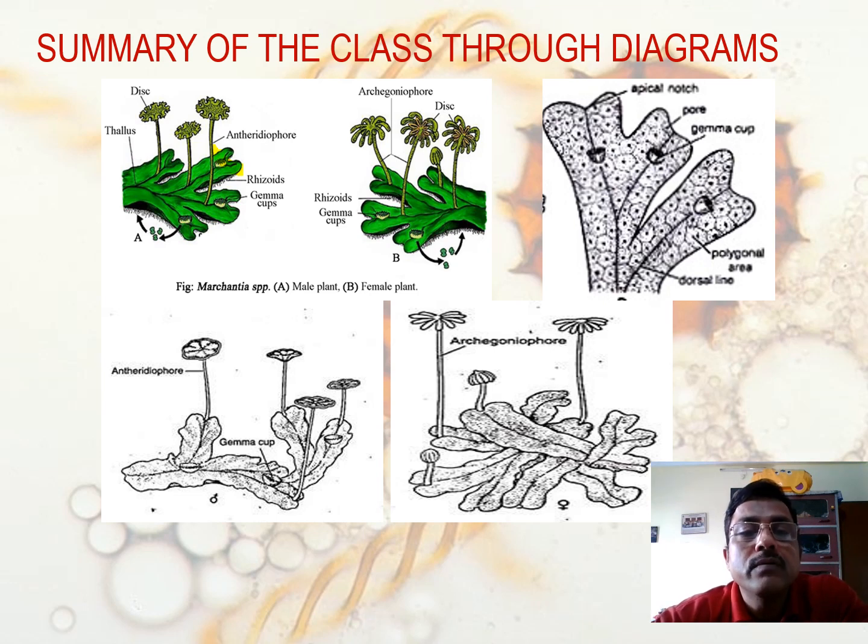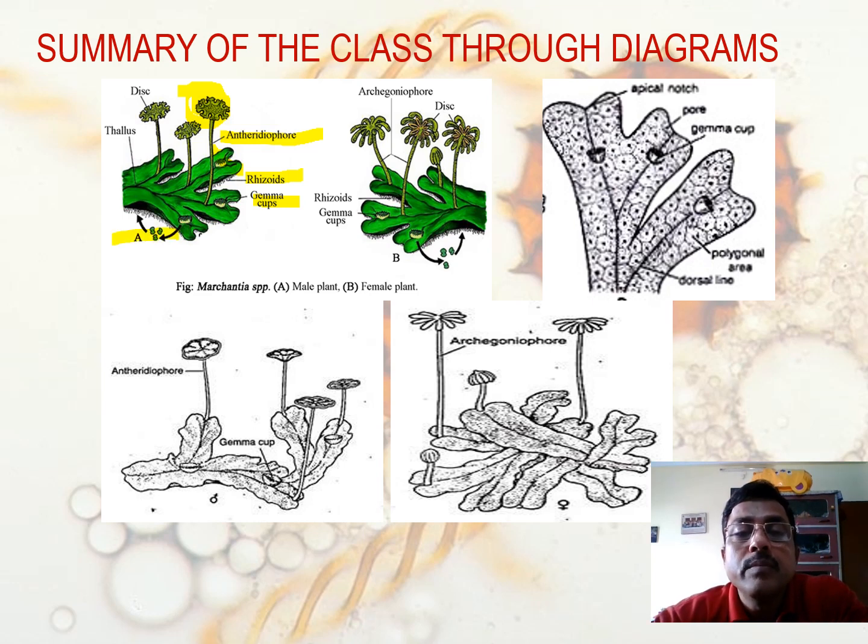This is the dorsal view from which the gemma cups originate. From the lower side of the thallus, that is the ventral side, rhizoids appear, and again from the dorsal view, we see the presence of the antheridiophore, that is the male sex organ. The antheridiophore possesses a stalk and a disc. This part is the disc or the male receptacle. So this is the male thallus. This figure A is the male thallus.